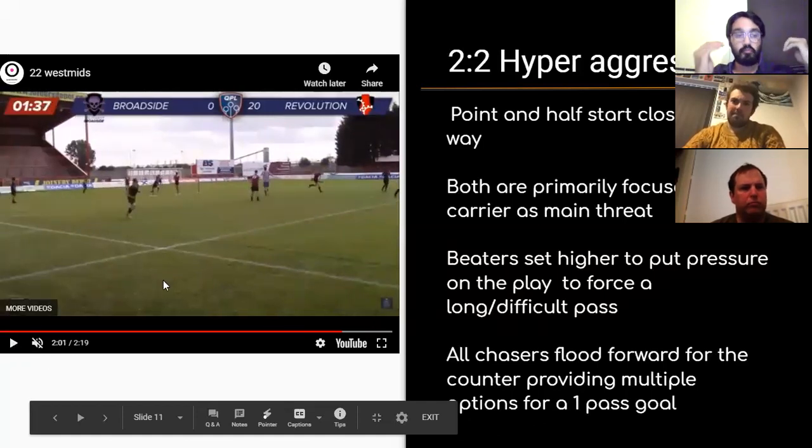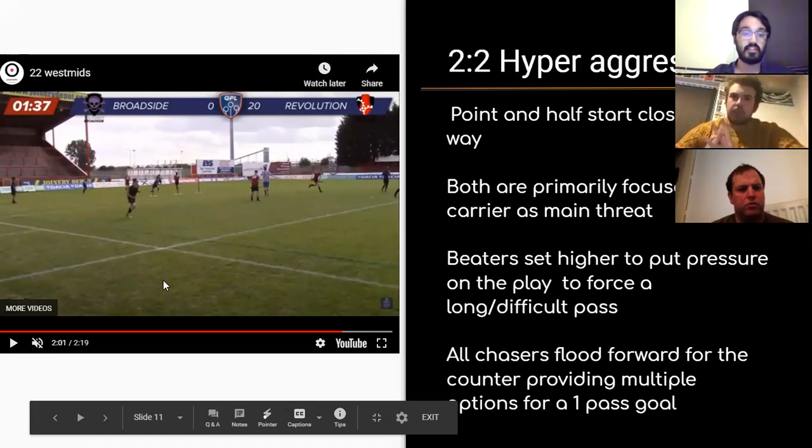Okay, but that pressure early meant that the keeper had to throw it long, and the keeper and the half and the hoop zone are there ready to make an intercept. Okay, but that only worked. They could only commit that high because they thought they had the beating of the opposition.